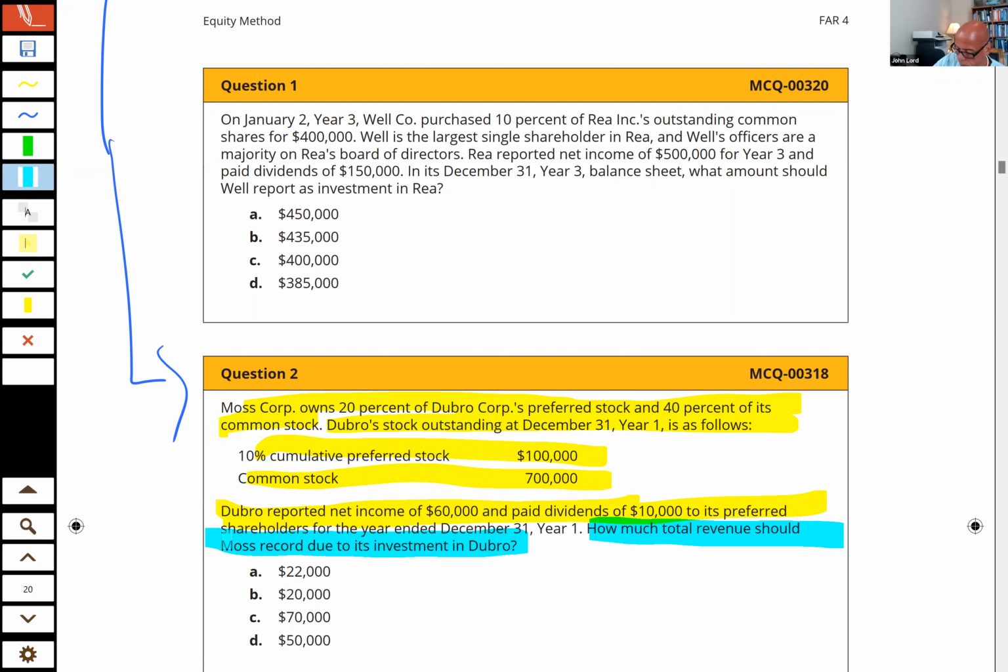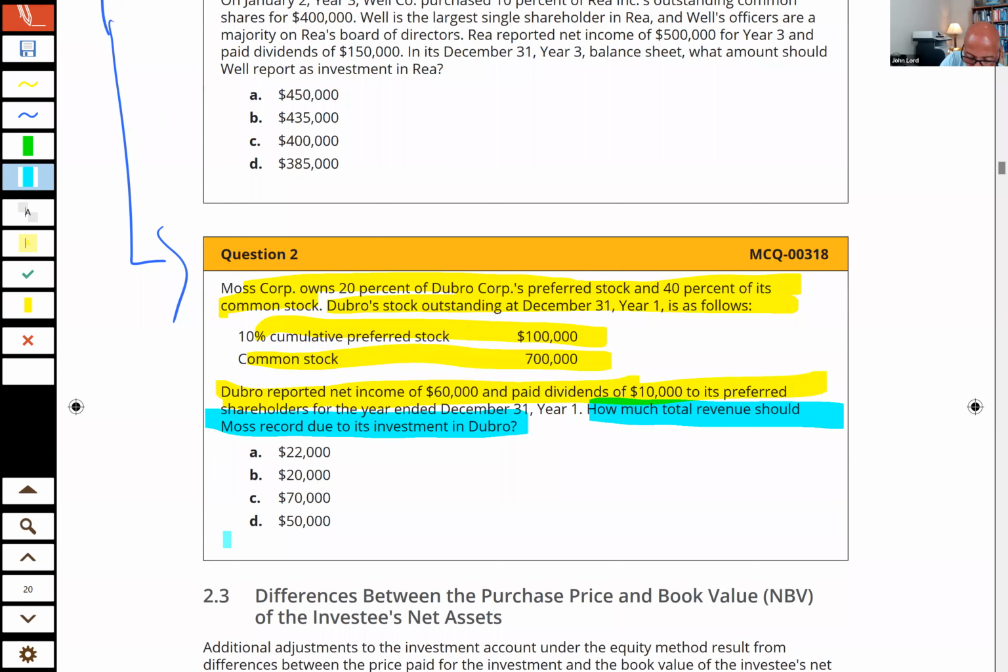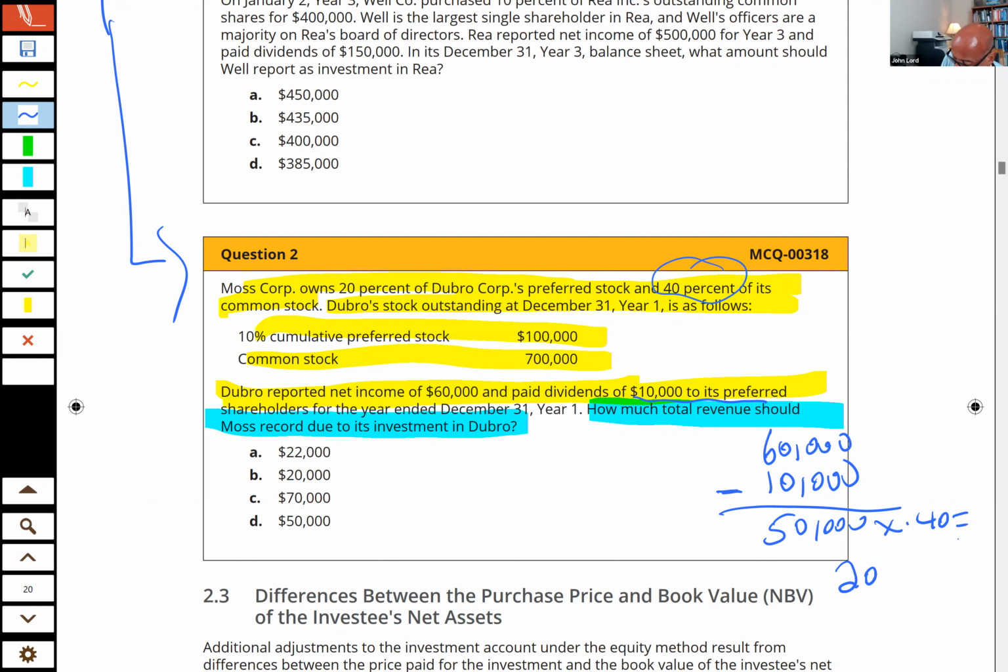Now, the first thing I would figure out is how much income is available to the common shareholders. So I would take the 60,000 net income, but I have to back out the 10,000 for the preferred dividend. That means there's only 50,000 available to the common shareholders. Then I take that 50,000, and since I own 40%, under the equity method I would show investment income of 50,000 times 40%, or 20,000. Now notice they gave me 20,000 as a choice, but that's not the answer.